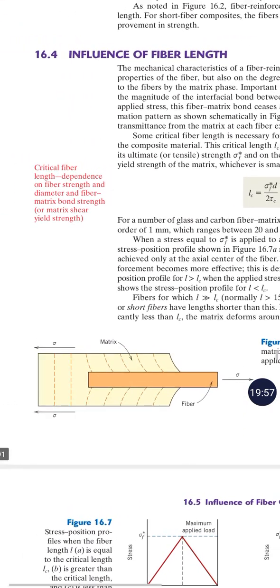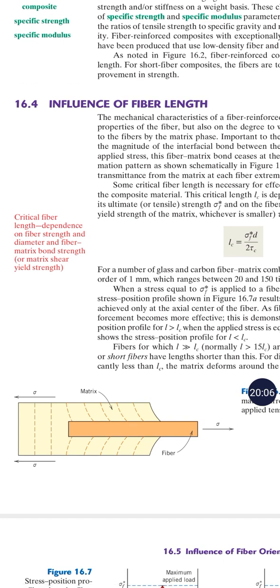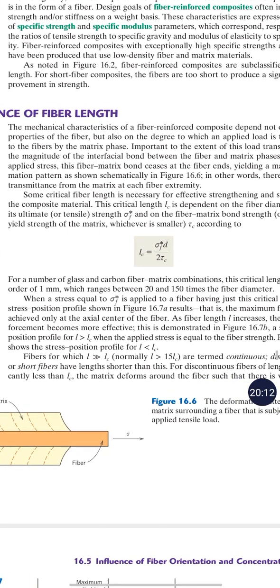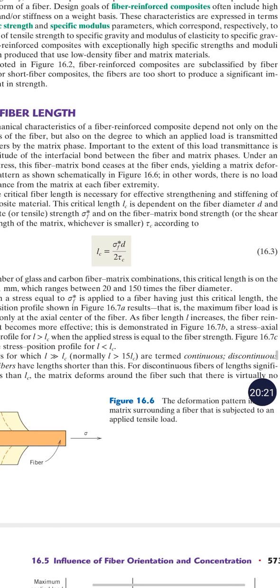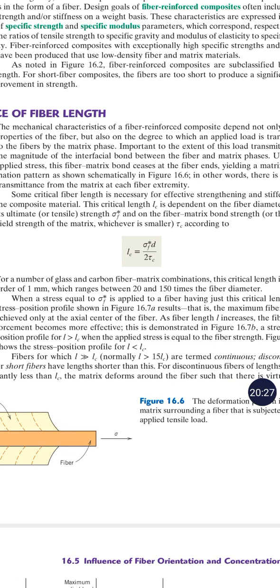In this equation you can see critical fiber length, dependent on fiber strength and diameter and fiber matrix bond strength. This equation also you should remember and study well. Some critical fiber length is necessary for effective strengthening and stiffening of the composite material. We are intending to have a very strong material, so that it should not break when it reaches space, or when it reaches underwater. Very high pressure is there underwater.